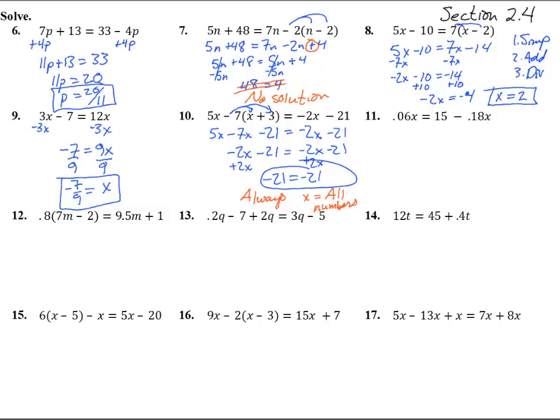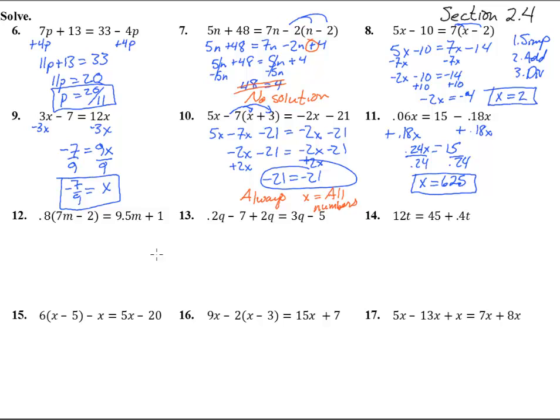There we go. Number 11. 0.06x equals 15 minus 0.18x. Let's get the x's together. Simplify by combining these together. So add 0.18x, add 0.18x. We have 15 equals 0.24x. Divide by 0.24, divide by 0.24, and we get that x equals, punch that in your calculator, we get 62.5.